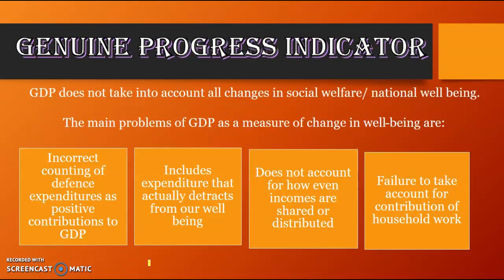Its main premise is that GDP doesn't take into account all changes in society's welfare or well-being, and it says that GDP incorrectly counts defense spending as a positive thing. It includes things that detract from our welfare. It doesn't take into account how evenly income is distributed, and it fails to take into account a lot of positive stuff that doesn't have a dollar market value.